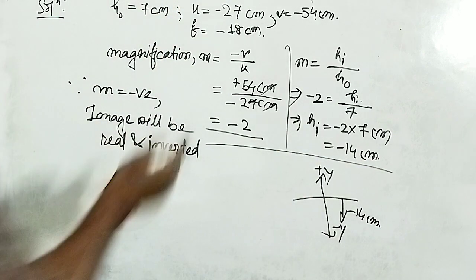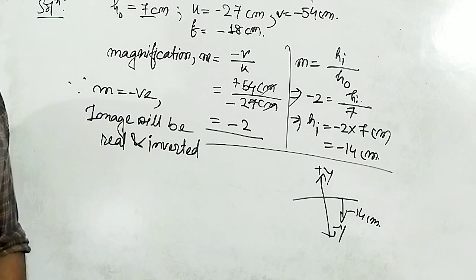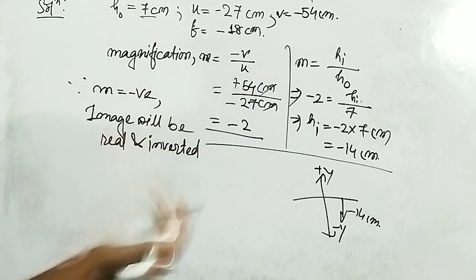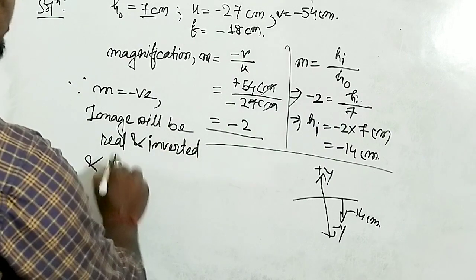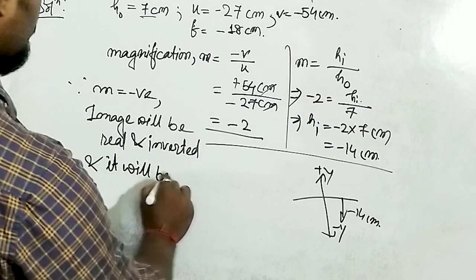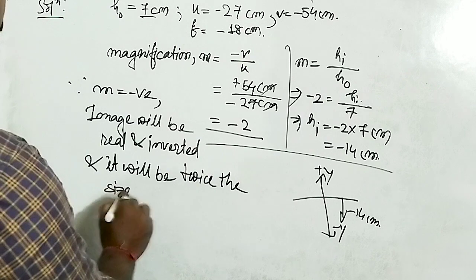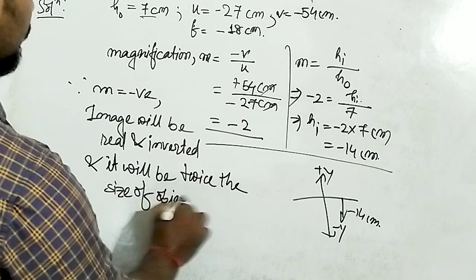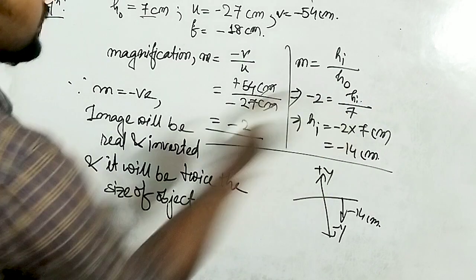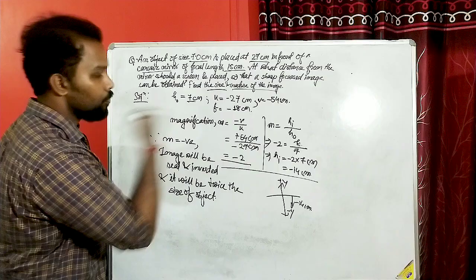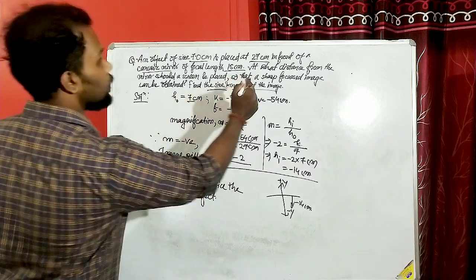Minus 14 centimeter. And what was the object height? 7 centimeter. This means what we can say, what is the magnitude of the image? 14. That means it is twice the size of the object, right? It will be of twice the size of the object. Yes or no? Because we have got the image height as, just consider the magnitude, not the direction, 14 centimeter. You have got 7 centimeter. 7 into 2, 14. That means we can write twice the size of the object. Quite simple.